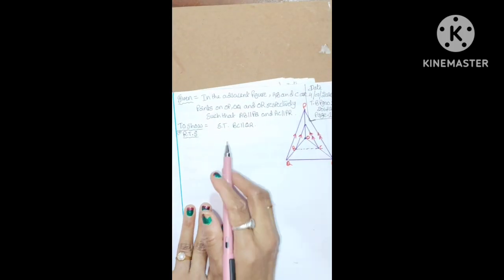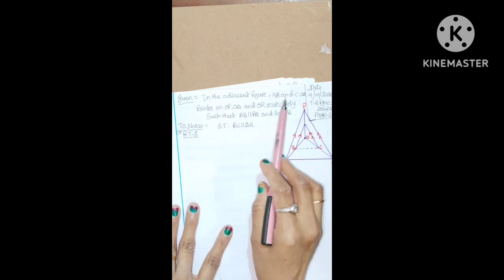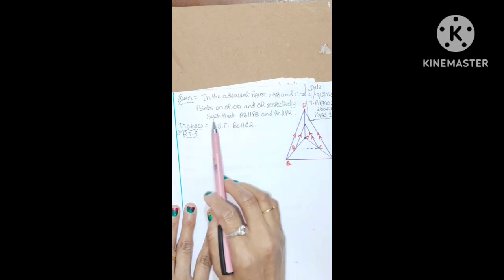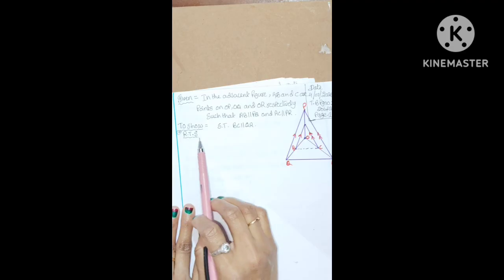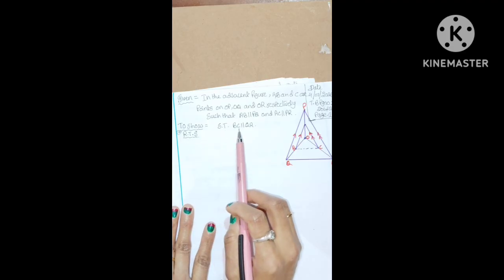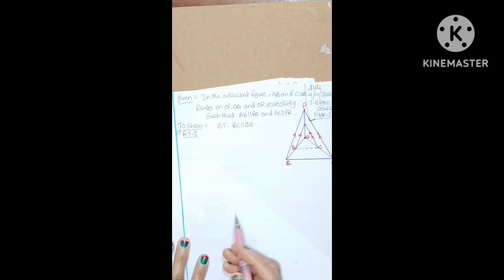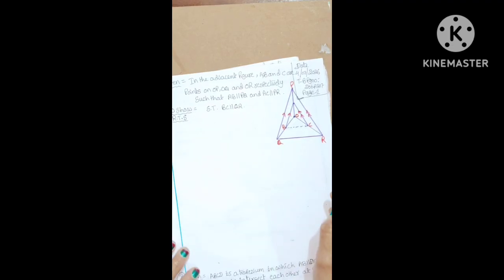First, how to write the given data in our problem. This is the given: in the adjacent figure, A, B, C are points on OP, OQ and OR respectively, such that AB is parallel to PQ and AC is parallel to PR. Required to show that BC is parallel to QR. We have to show that these two sides are parallel. Let us start with the proof.